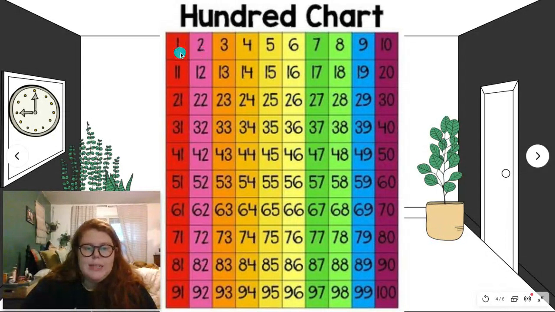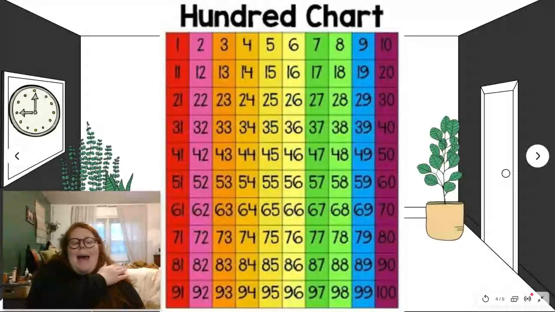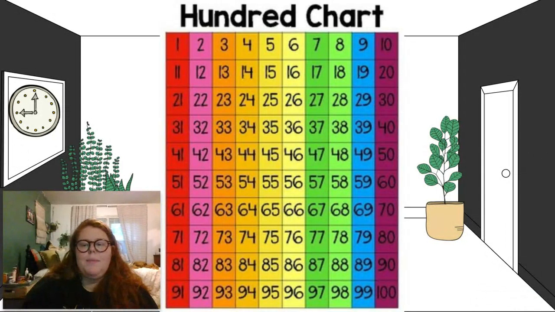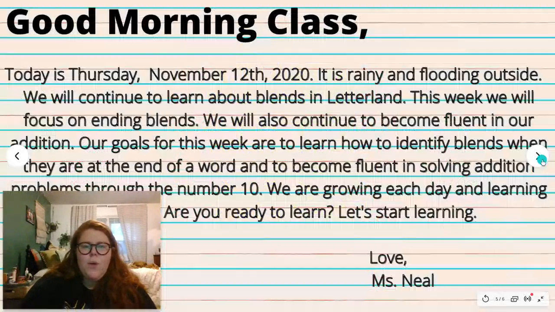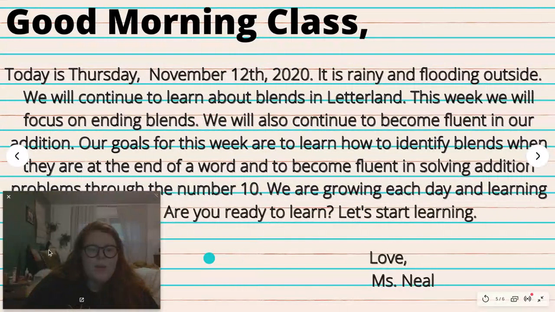2 10s. So let's count off 1 10, 2 10s, and we're going to go 5 ones. 1, 2, 3, 4, 5. Did you think of 25? Great job, guys. Give yourself a big pat on the back. Good job. Now we're going to move on, and I'm going to share my morning message with you.